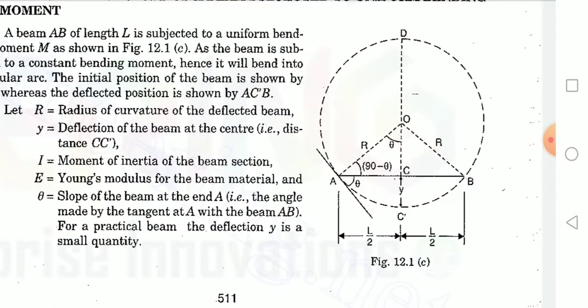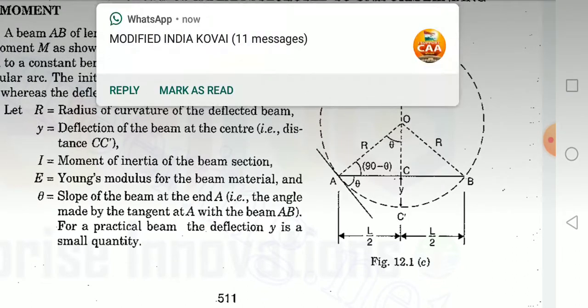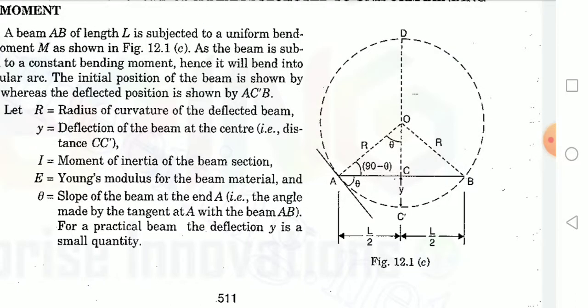See this diagram. When the beam is deflected, if the load is applied on the beam, what happens? The deflection at the ends becomes 0. It is maximum at its center. Here at the two ends there is an angle of slope that is denoted as theta, and the deflection is considered as y. So in these beam deflection problems, we have to find out the slope angle theta as well as the deflection y.